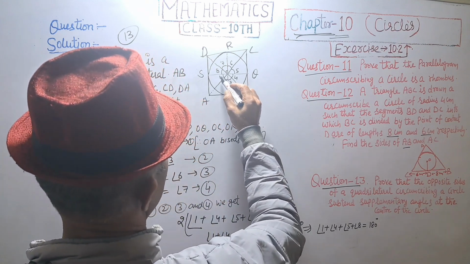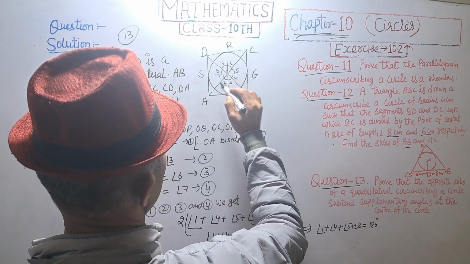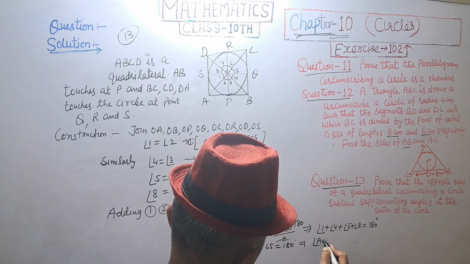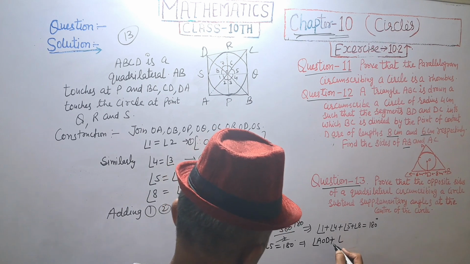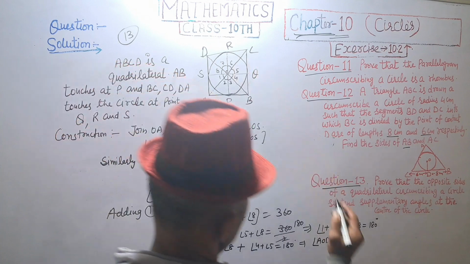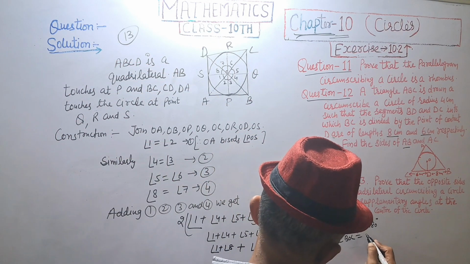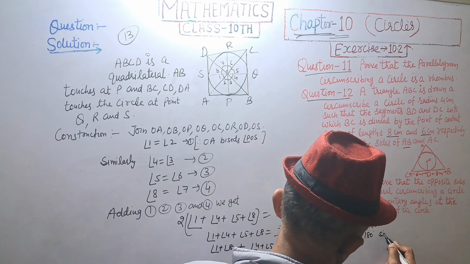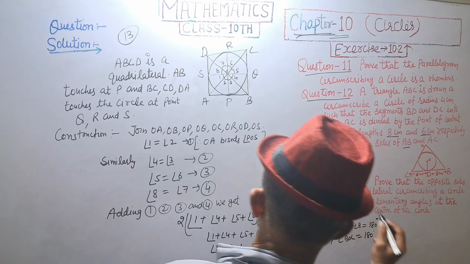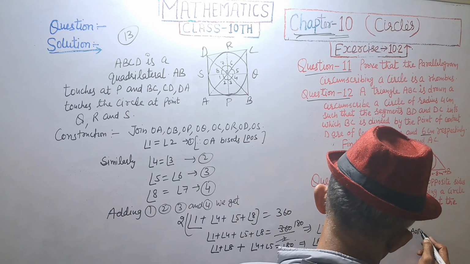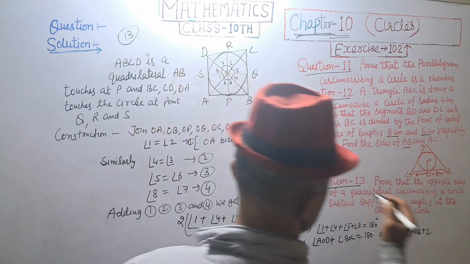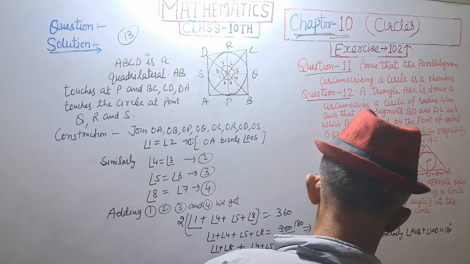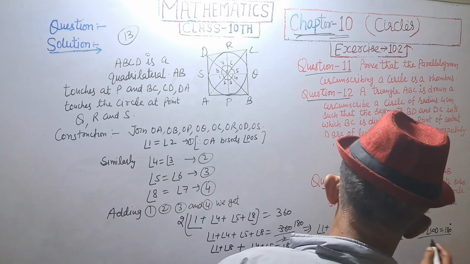Angle 1 plus angle 8, that is AOD. This implies angle AOD plus angle 4 plus angle 5, that is BOC, is equal to 180 degree. Similarly, angle AOB plus angle COD is equal to 180 degree. Hence proved.